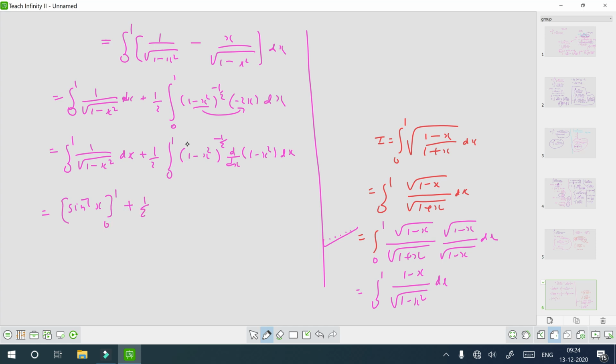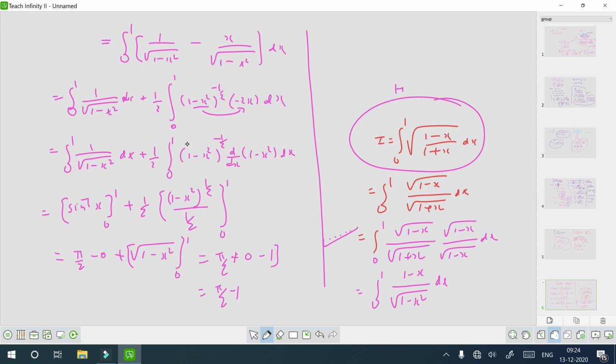What is the integral of this one? 1 minus x square raised to 1 by 2 over 1 by 2, 0 to 1. So sine inverse 1 is pi by 2 minus sine inverse 0, which is 0. Half cancels. What do we get? Under root 1 minus x square, 0 to 1. So pi by 2, and if I take 1, then that comes out 0. So 1 plus 0 minus 1, so it comes out pi by 2 minus 1. Clear? Of course, this one is also an important sum. Now let us see that example.